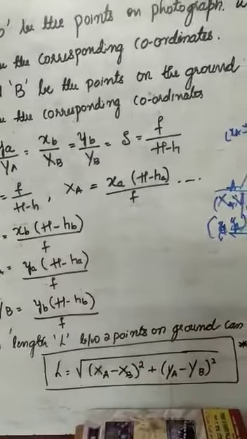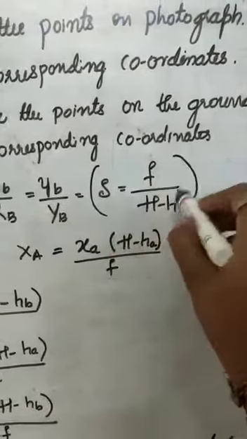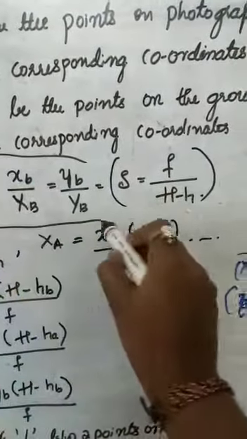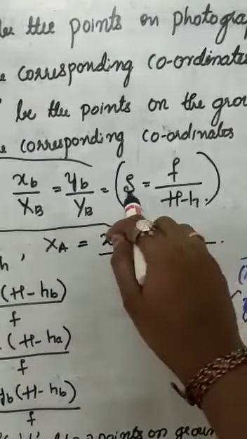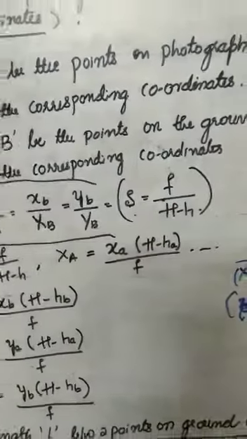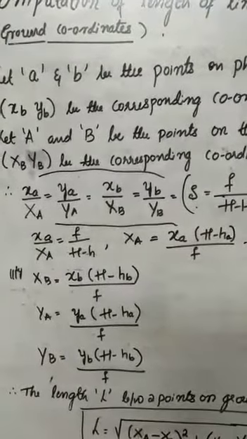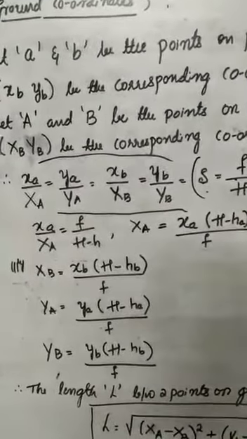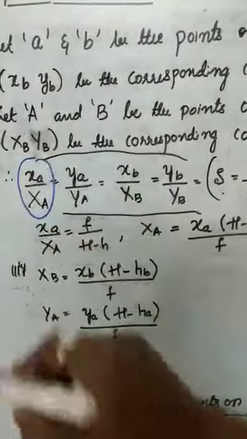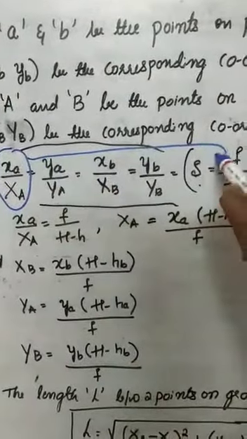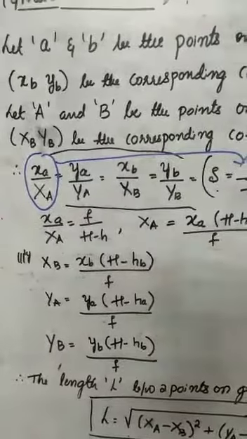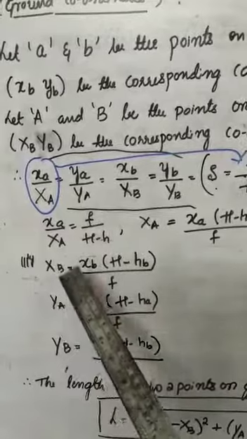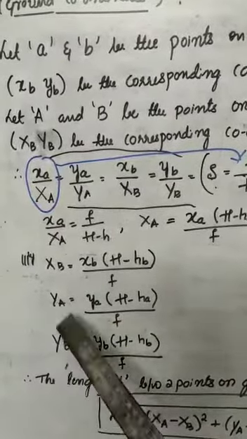So we have derived the formula that S is equal to f divided by capital H minus small h. Since this portion is equal to s, we can finally equate this value also, that is f divided by H minus h. So now we will take each variable singly and equate it with this equation, so that finally you can find the values of capital XA, capital XB, capital YA and capital YB.